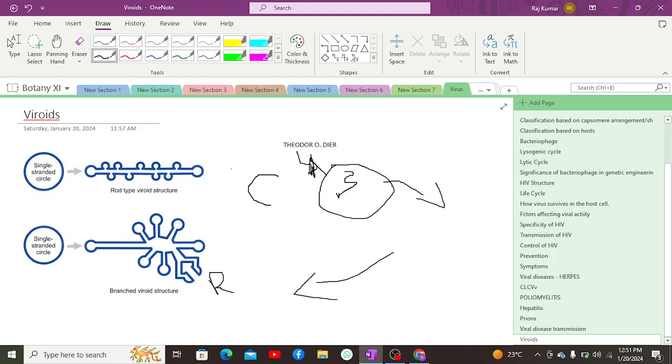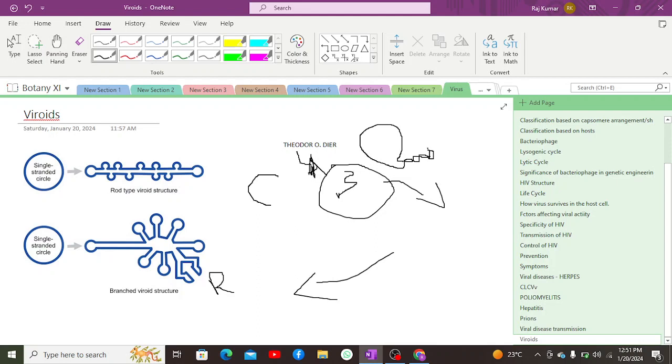Now, it is not solely a single stranded naked RNA genome. It is basically a single stranded circular naked RNA genome, which also has some double stranded regions, such that within the circular region, some of the region goes double stranded, just like tRNA. In tRNA, we have some regions as double stranded. In the same manner, it also has some of its regions double stranded. Why is that?